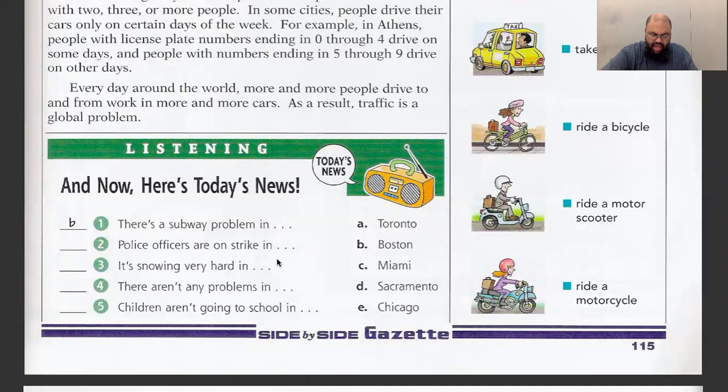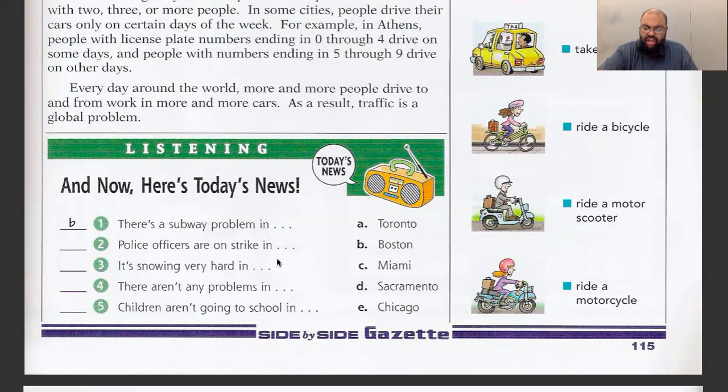You're listening to KSAC in Sacramento. And now here's Jessica Chen with the morning news. Good morning. The big news here in Sacramento is the traffic. Sacramento police officers are on strike today, and nobody is directing traffic. There are traffic problems all around the city.